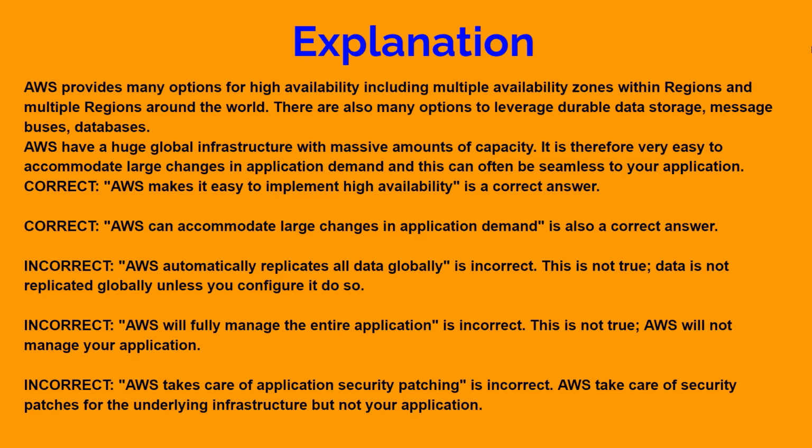Incorrect. AWS automatically replicates all data globally is incorrect. This is not true. Data is not replicated globally unless you configure it to do so. Incorrect. AWS will fully manage the entire application is incorrect. This is not true. AWS will not manage your application. Incorrect. AWS takes care of application security patching is incorrect. AWS takes care of security patches for the underlying infrastructure but not your application.